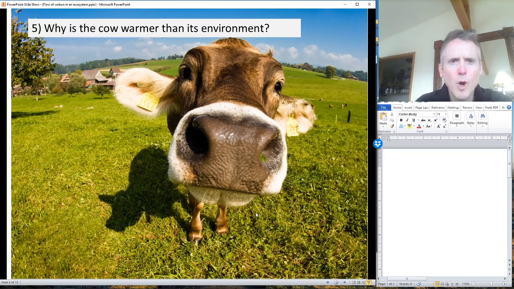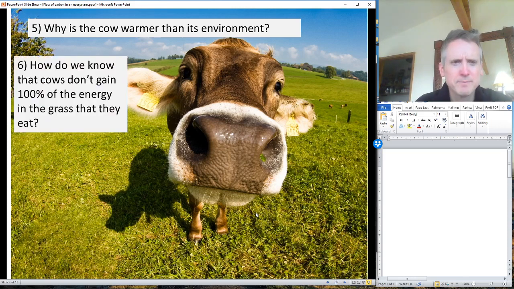5. Why is the cow warmer than its environment? Well, because the cow is carrying out the process of respiration, where heat is released as a byproduct.